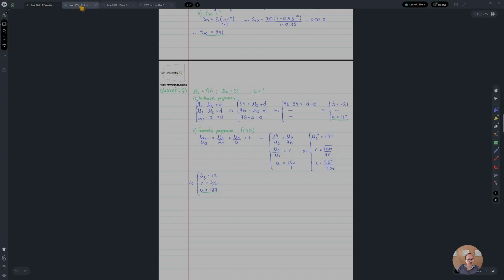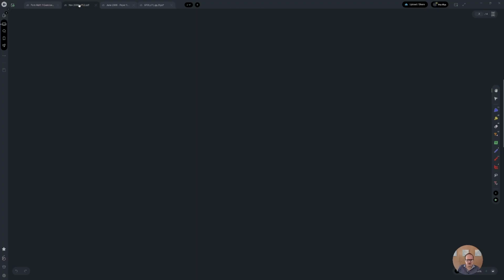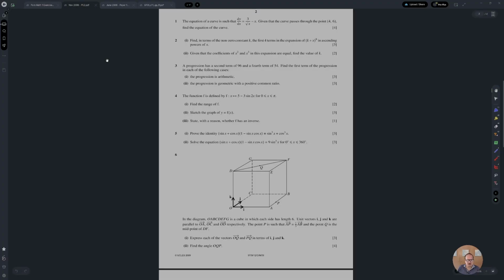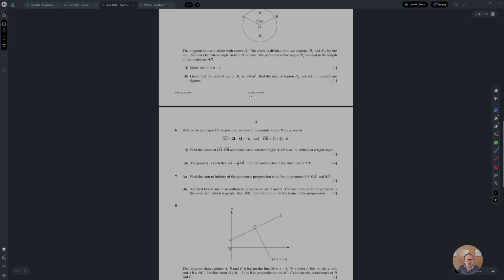Okay, so if you know what to do, these questions can be done in the time it takes to write them down on paper. And you'll have 6 points. Let's look at the next one. This is June 2009, paper 1, and it's question 7.